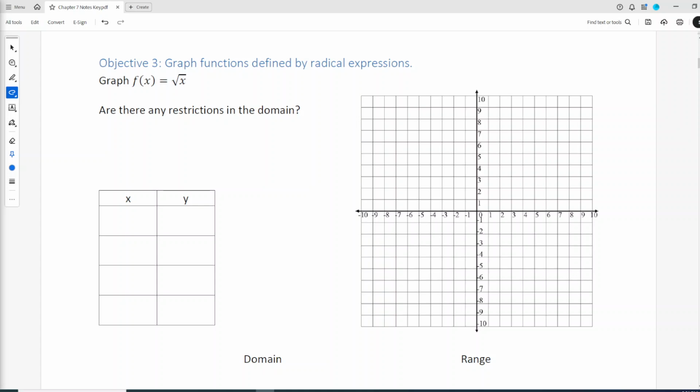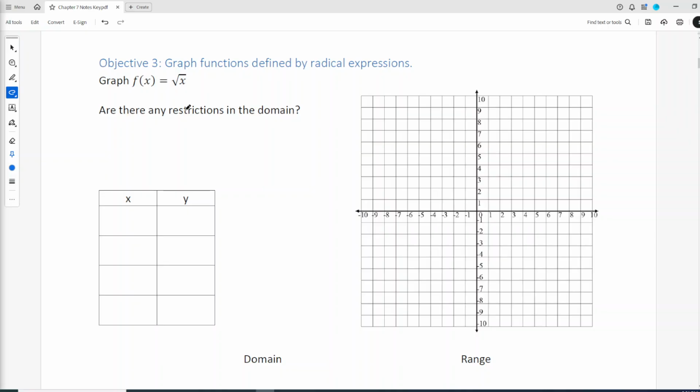So now the next thing we're going to do is related to that idea of when you can and when you can't take a root of a negative number, because we're going to look at an example of an even root function. We're going to graph a square root function, and we're also going to look at what an odd root function looks like. The first thing we're going to look at is f of x is equal to the square root of x. So this is our base square root function.